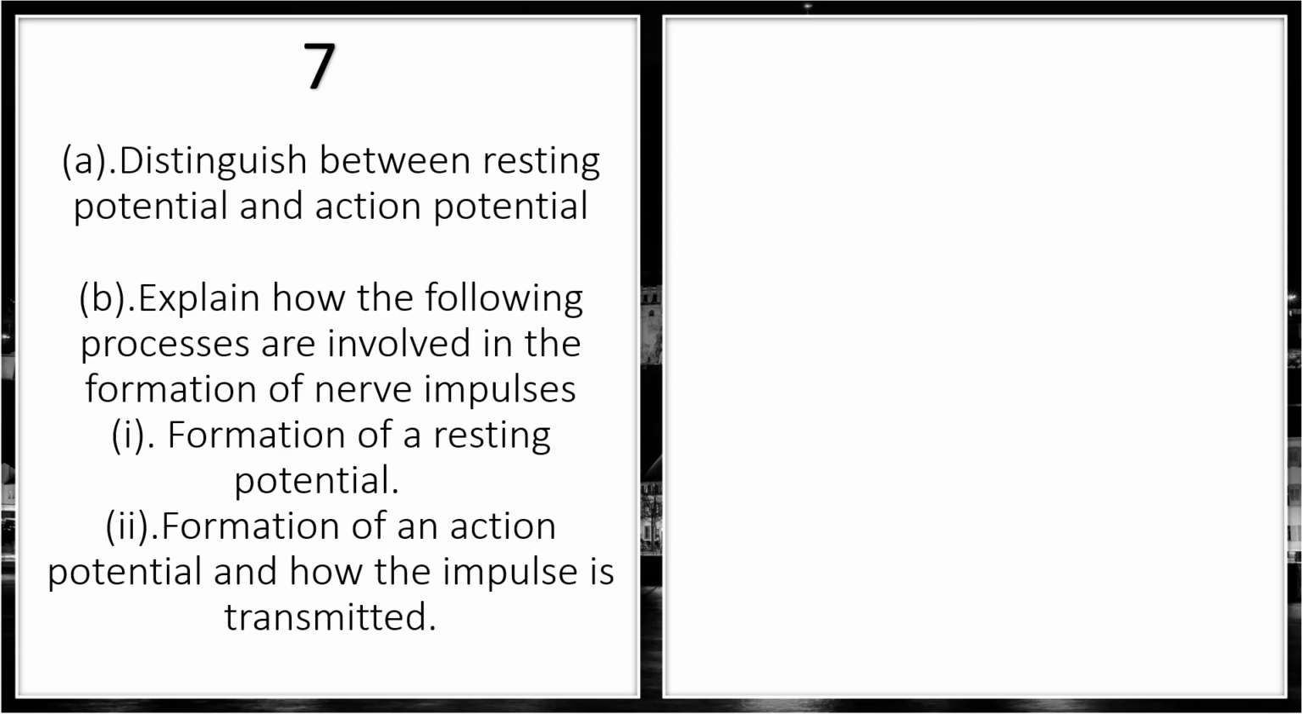Number 7. Distinguish between the resting potential and the action potential. Part B. Explain how the following processes are involved in the formation of nerve impulses. Formation of a resting potential, formation of the action potential, and how the impulse is transmitted.